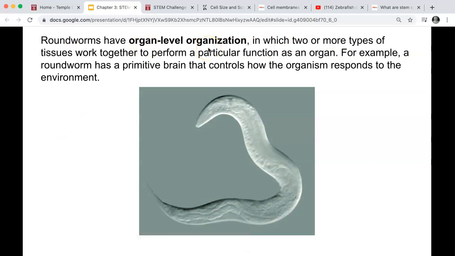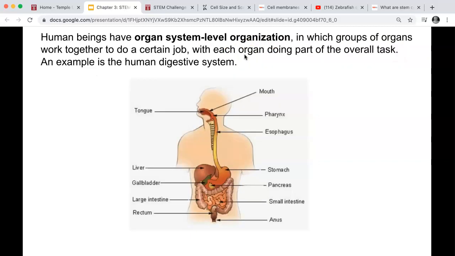That's what we have. We have organ-level organization, and let's look at this diagram. So our organs like the esophagus or the stomach or the liver or the gallbladder all do a specific function for us.